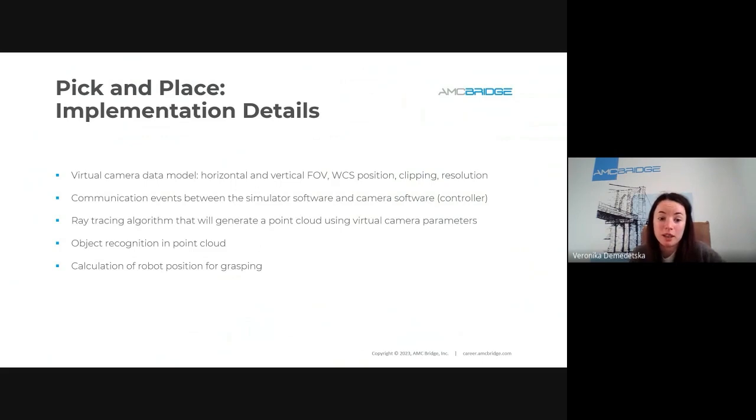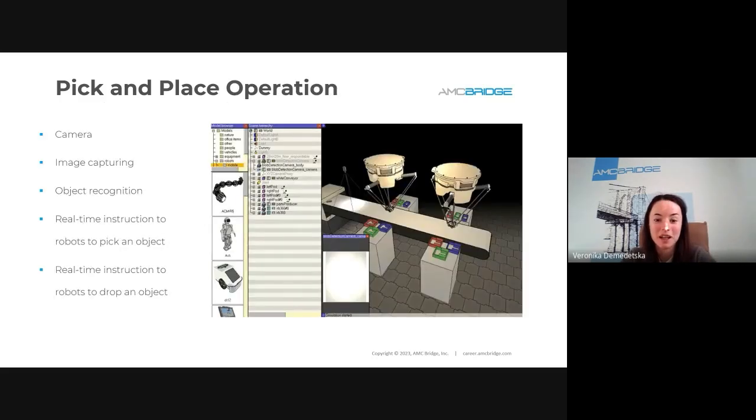We need to find an object in that point cloud. And then, based on that object position, we will calculate the robot's position. And we will send the instruction for the robot to go to that point and perform some action, grasp an object. So, yeah, that sounded very easy from the first look, but there are lots of details under the hood.